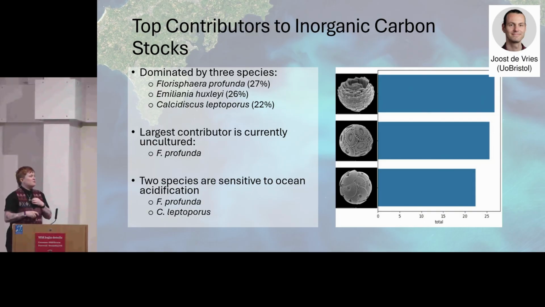But the one that we've studied the most is actually the second most present one, whereas the largest contributor is currently unable to be cultured, and the other 2 top contributors are expected to be sensitive to ocean acidification. So we hope that this really highlights that these understudied species are really going to be important to understand going forward to understand our current ocean carbon cycle.